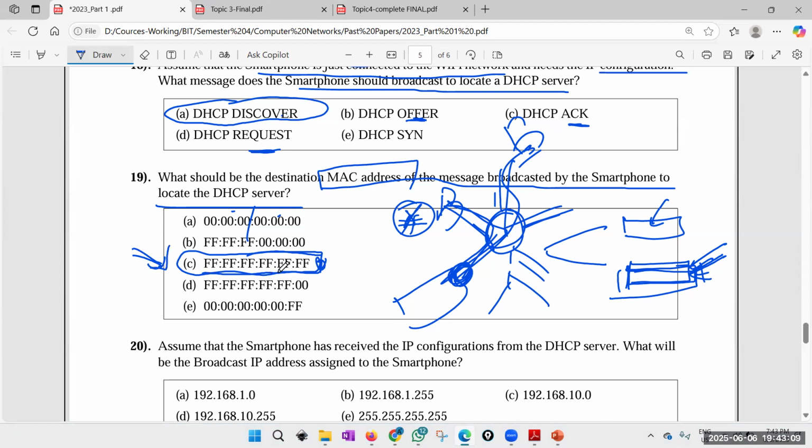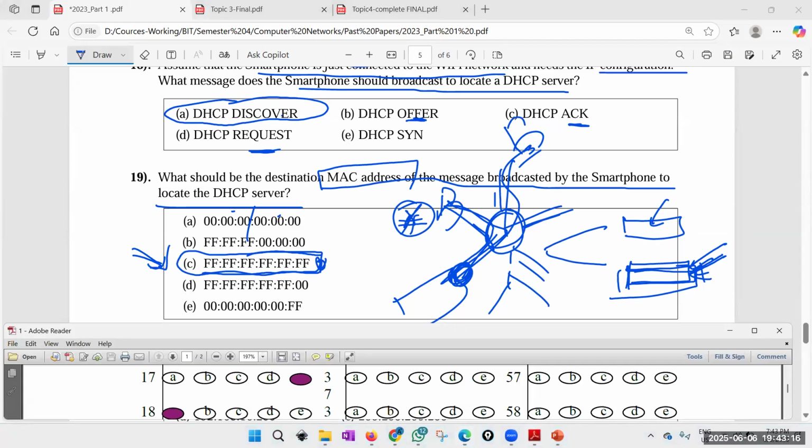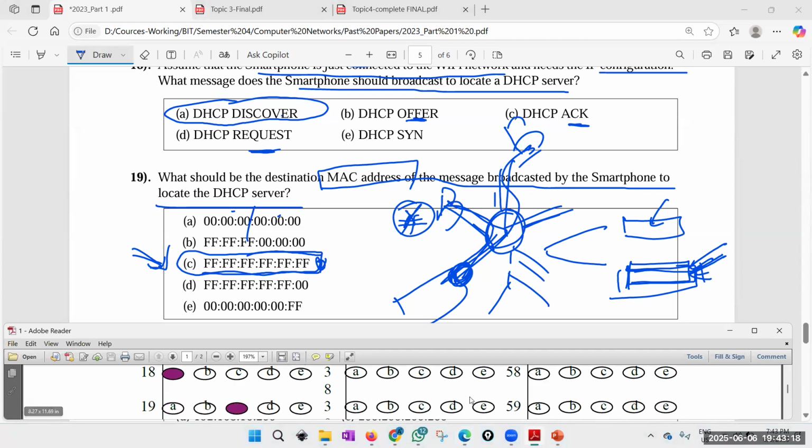Broadcast address is the biggest MAC address. That is, the answer is C. Right. Which one is that? Yes, the answer is C.